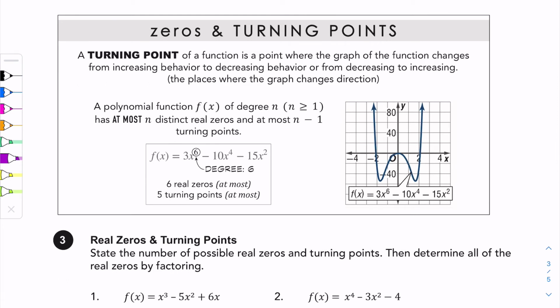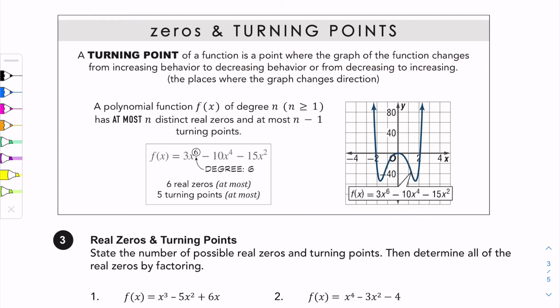Next, we're going to talk about zeros and turning points of a function. All of these key parts are helping us move towards graphing, which we will do in the next video. So, a turning point of a function. This is a point where the graph of the function changes from increasing to decreasing behavior or vice versa. So in other words, it's the place where the graph changes direction.